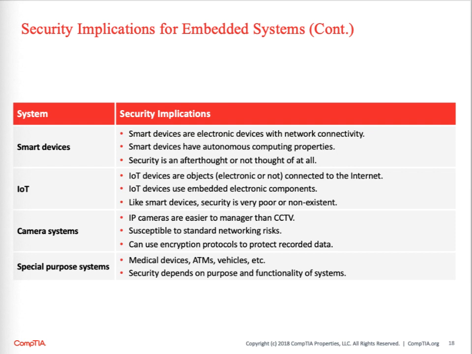Special purpose systems. This could be stuff like our medical devices, our ATMs, cars, right? Drones. And these are all going to have embedded systems in them. The security of these is going to depend on what type of system it is, right? A drone is going to need more security than a car potentially. Also, an ATM, right? People don't want their ATMs robbed, so that's all going to depend on what we have.